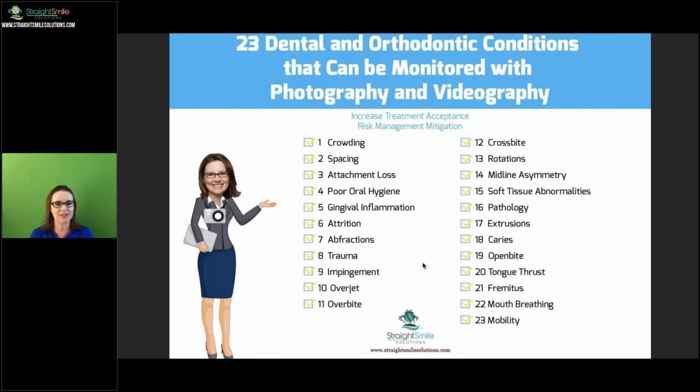Because if you have photos, the proof is in the photos if you have good ones, right? You can't have junky photos, so you have to really work on quality photos. But over time, if you start doing this, even if you just lightly talk about it, hey, Mrs. So-and-so, I know we took photos last year, we took photos this year, last year we kind of talked about how, goodness, you're having some attrition and some abfractions and you're having some inflammation around tooth number 26.